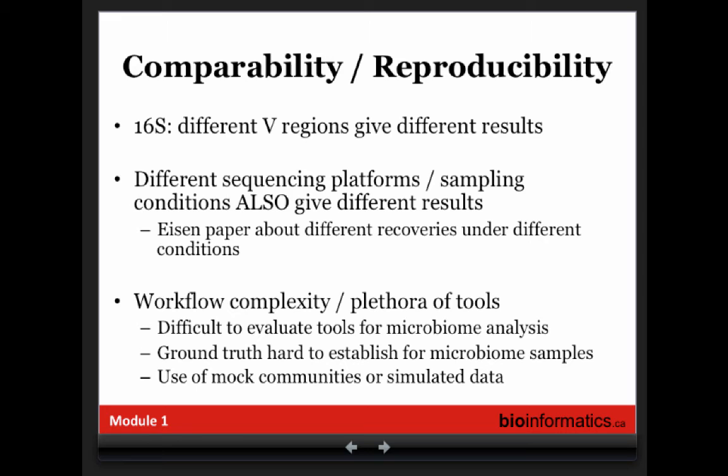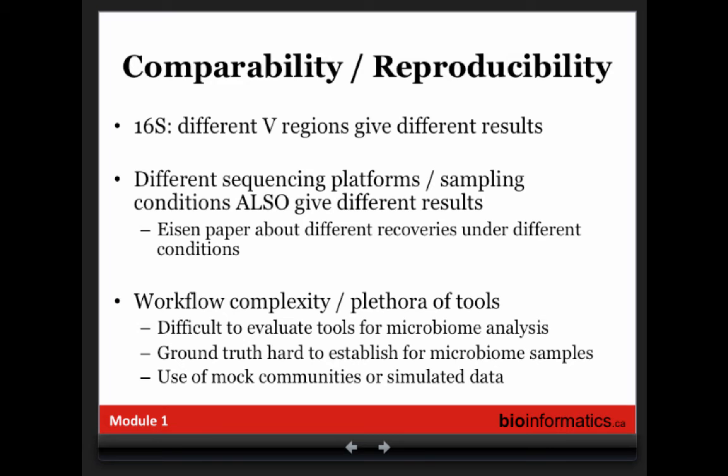So people have been using mock communities that they spiked in known organisms, or sometimes they take simulated sequence data to form a simulated community and use these to evaluate tools. But again, these are nowhere near the complexity of a true community, and usually the tool that performs the best in mock community or simulated data is not the tool that performed the best when you look at empirical data.